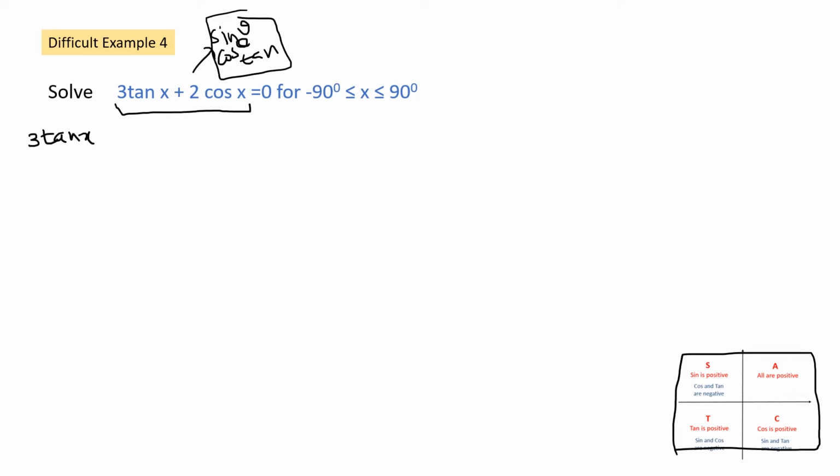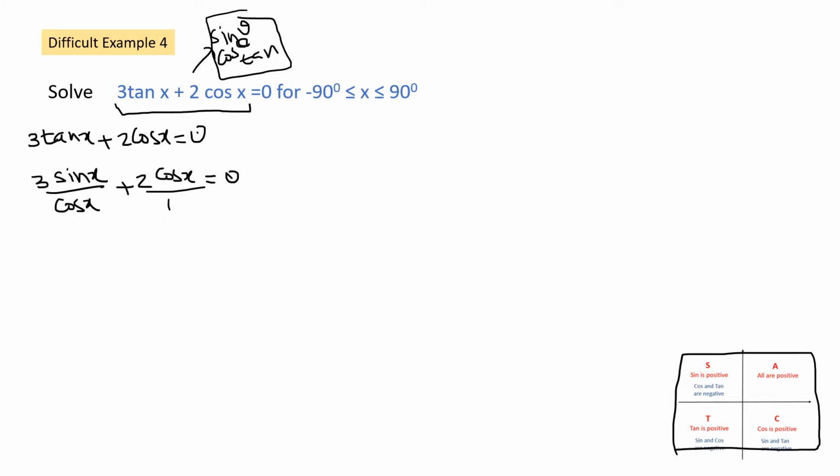3 tan x plus 2 cos x equal to 0. Let's simplify this. Tan x, from our first trigonometric identity, is equal to sin x over cos x, so 3 sin x over cos x plus 2 cos x equals 0. And let's say this is 1. I'm going to multiply this whole equation by cos x. I'm going to multiply the left side as well as the right side.